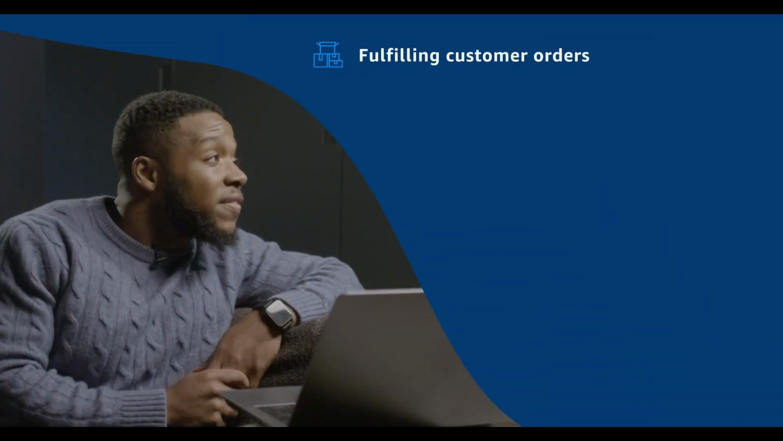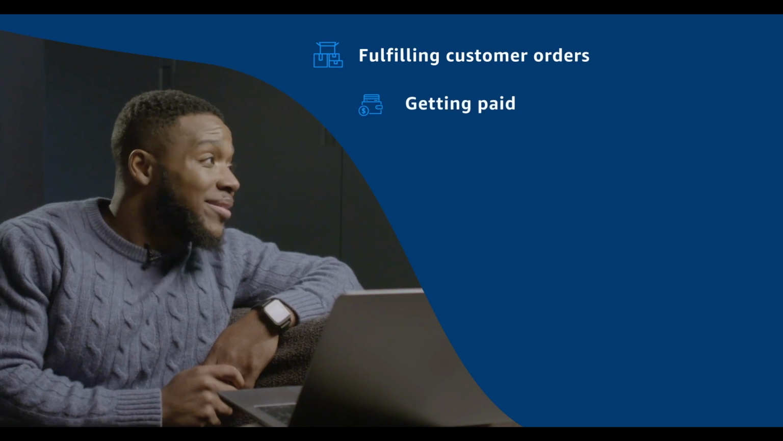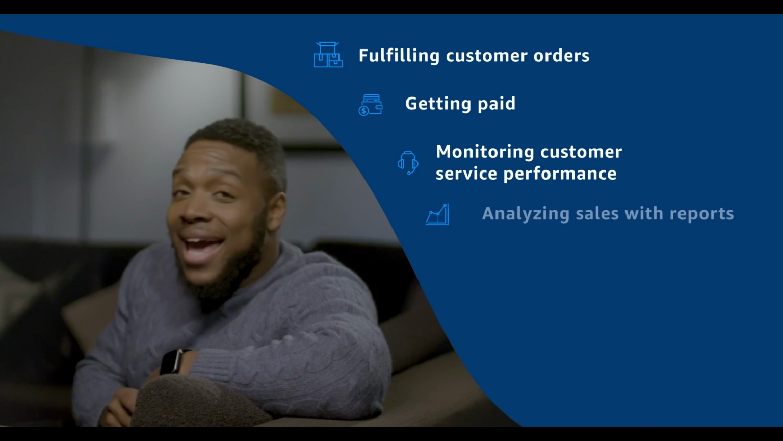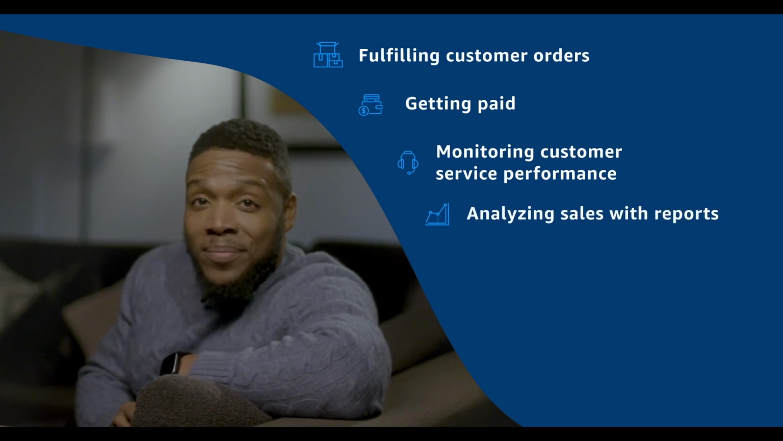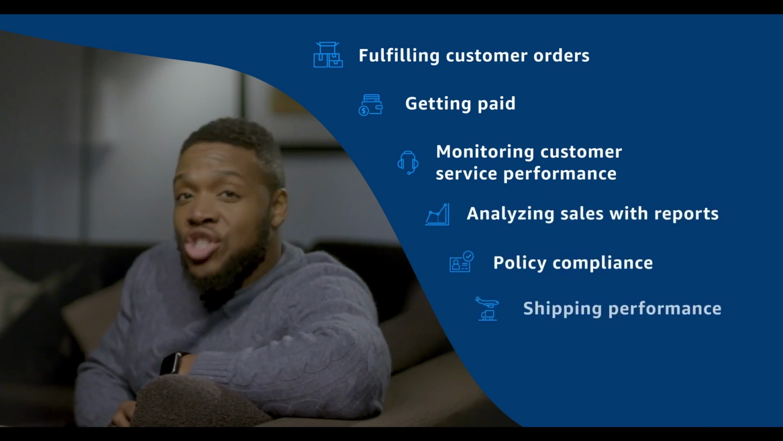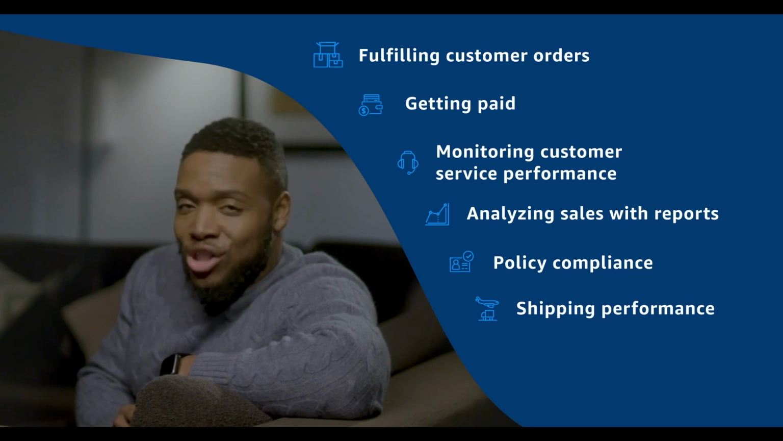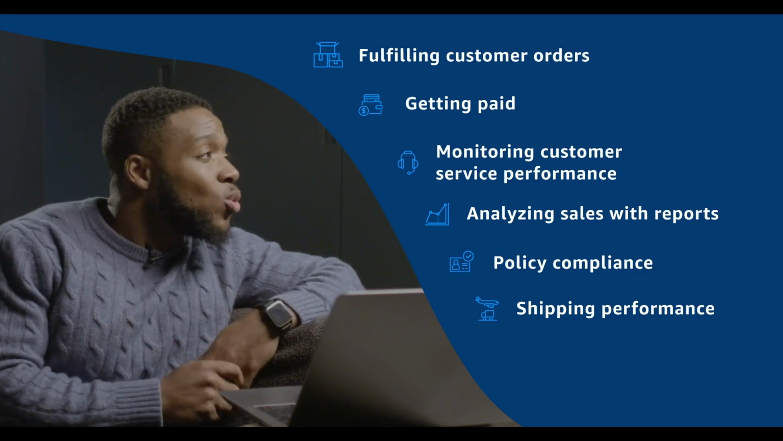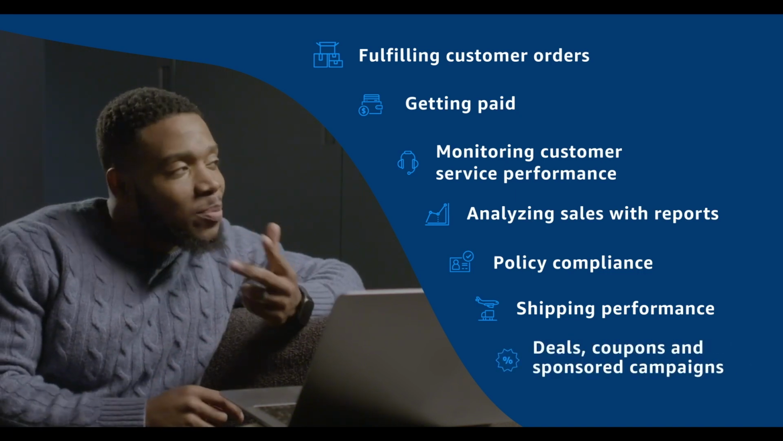So far, we've been through the initial step-by-step process of getting started as an Amazon seller. Now you can get started creating a selling account, listing products, and setting prices. We'll next go through the steps for fulfilling customer orders and getting paid. Then, we'll cover monitoring customer service performance, analyzing sales with reports and data, policy compliance, and shipping performance to help keep your account in good shape.